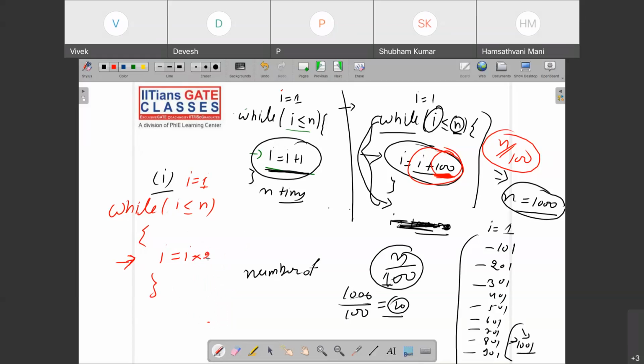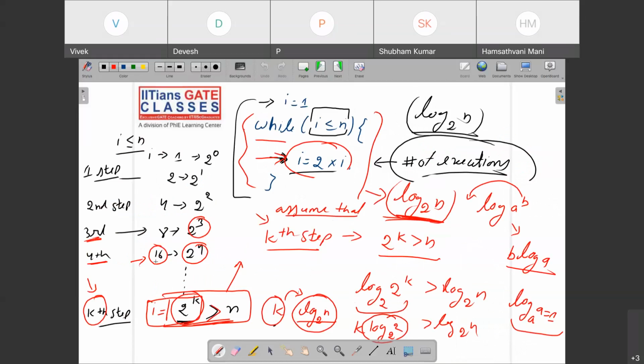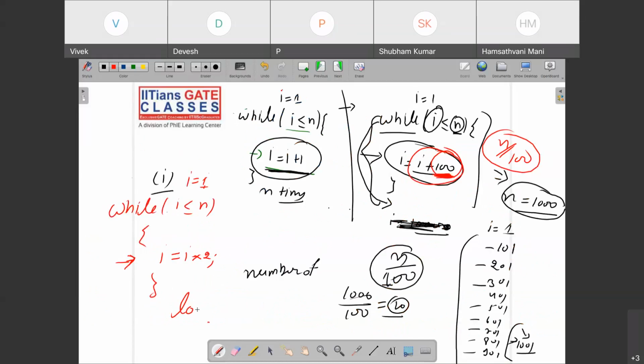Now instead of i plus C, if I did i multiply by 2, using this derivation we have seen that it's actually log base 2 n times this step is executing, and this is the time complexity. Time complexity can be denoted as order of log base 2 n. This is the upper bound. I will explain what upper bound actually is. This cannot take more than roughly this much time, right?